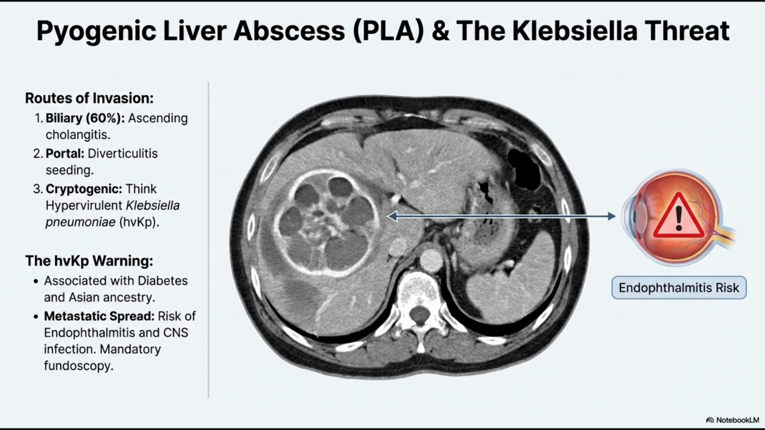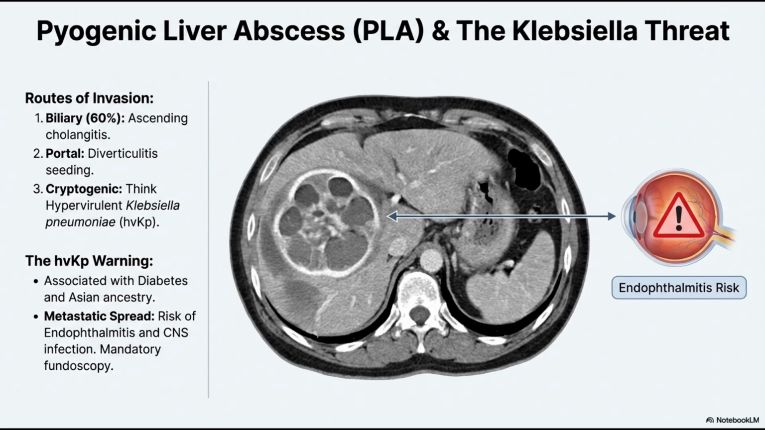And direct extension. From a nasty gallbladder or even trauma. The sources mention a specific case of a swallowed toothpick. A swallowed toothpick penetrating the stomach wall and migrating directly into the liver. That sounds incredibly painful. And finally, cryptogenic. The mystery cases. But as we'll discuss in a moment, cryptogenic is often code for hidden Klebsiella.